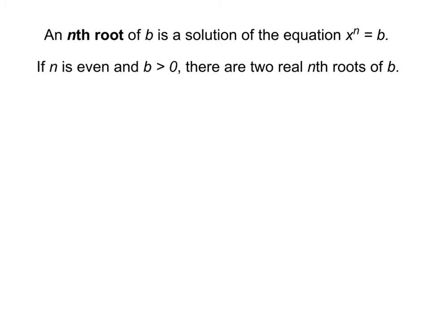Now there are two other cases. One would be the case where n is even and b is equal to 0. Well, the only way b can be equal to 0 is if the nth root of 0 is equal to 0. So in that case, if n is even and b equals 0, there is one nth root, and that is 0. The other case would be if n is even and b is less than 0. In other words, if b is a negative number, then there is no real nth root of b, okay? You cannot have an even root of a negative number.